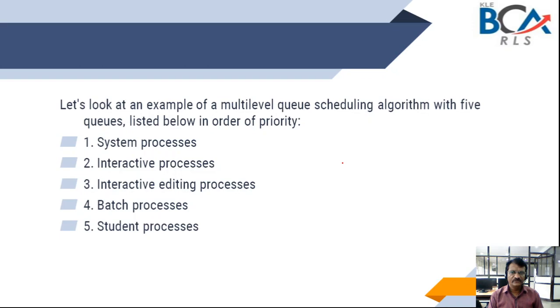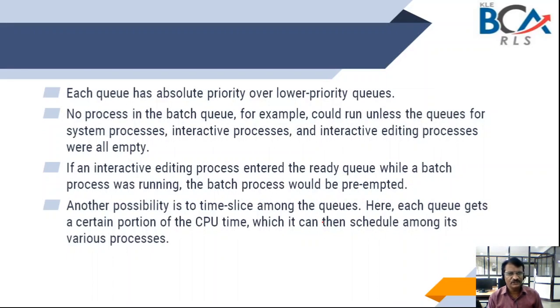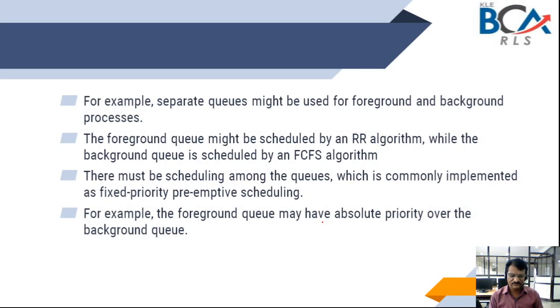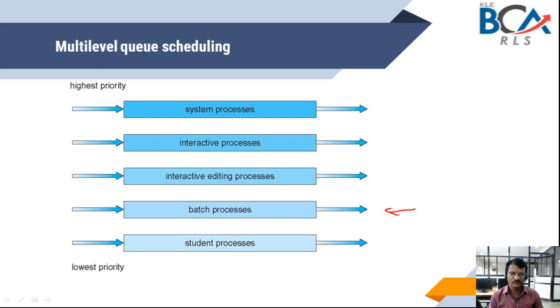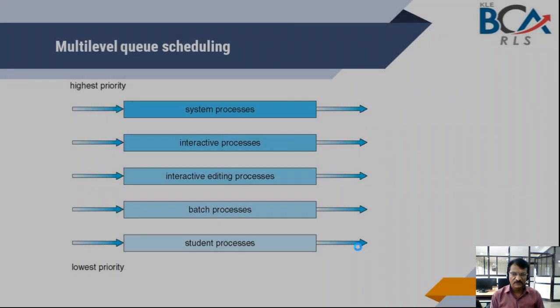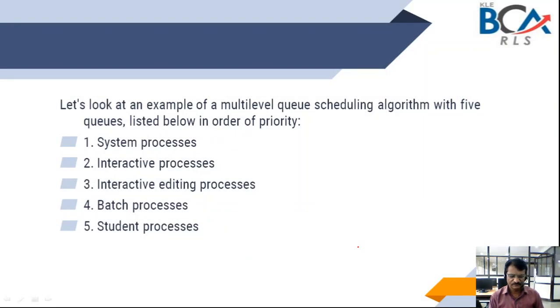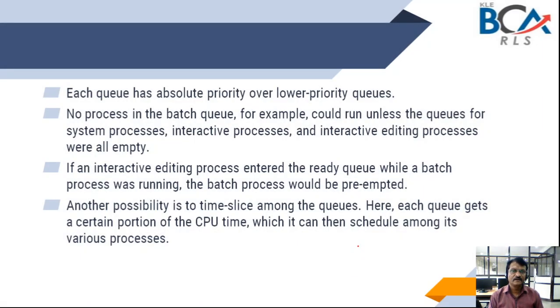This is divided into 5 different process queues, which starts from the system processes and ends with the student process queue, from the point of priority. So each queue has absolute priority over lower queues. As we have seen, this has absolute priority over this. So if any process comes here, CPU will be given to this particular process, not this. So this is how the higher priority queue always has absolute priority over the lower one.